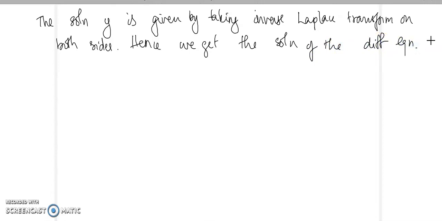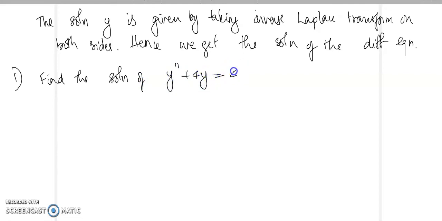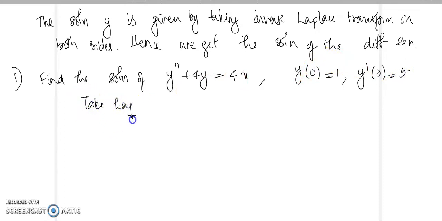Now let us look at an example of finding the solution. So find the solution of y double dash plus 4y equal to 4x, where you have y of 0 equal to 1 and y dash of 0 equal to 5. So take Laplace transform on both sides.